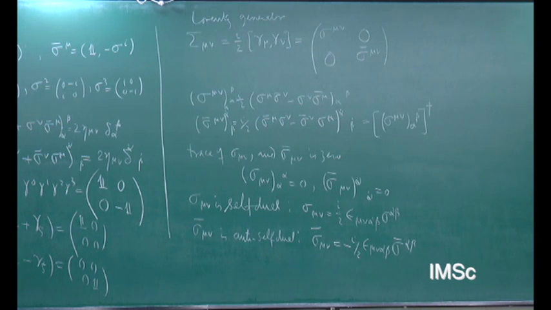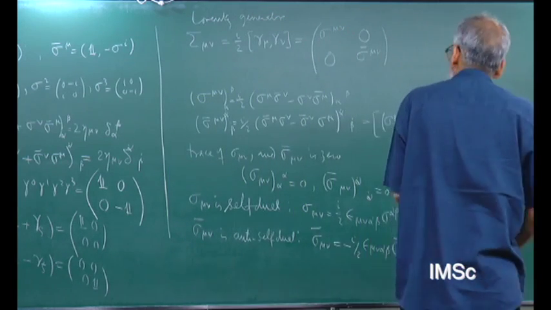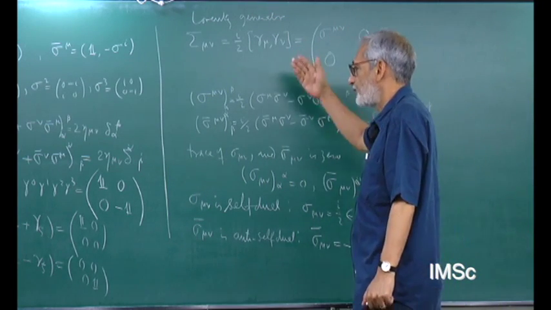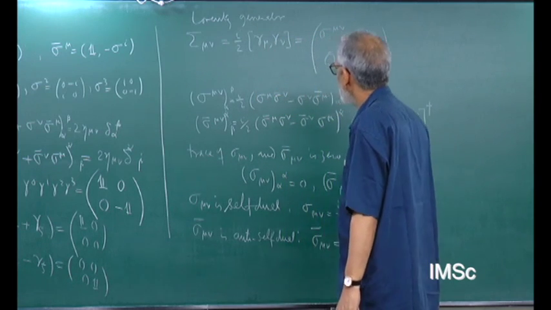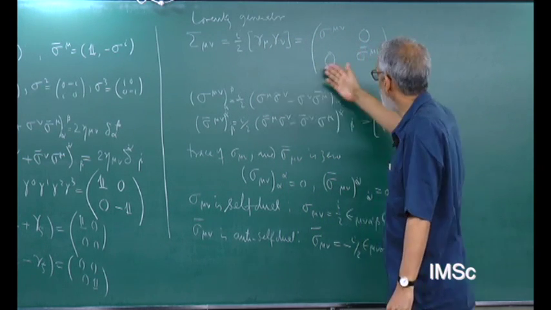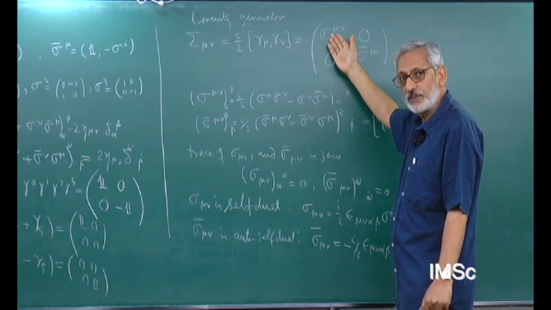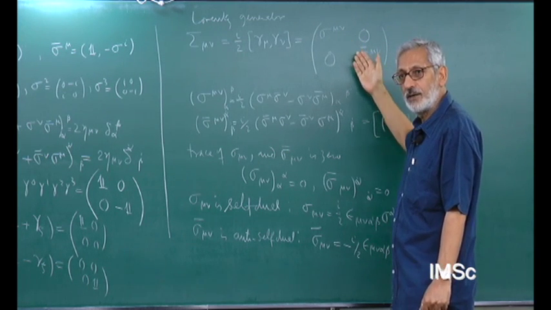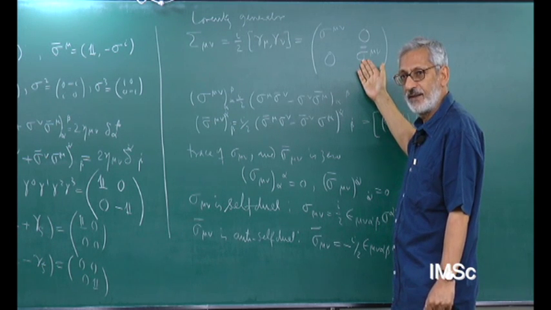So what is this? What have we done? We have chosen a very convenient basis for Dirac matrices in terms of these sigma mu's and sigma mu bars, so that the Lorentz generators break into a diagonal form where the first block is self-dual and the second block is anti-self-dual. Is it clear?